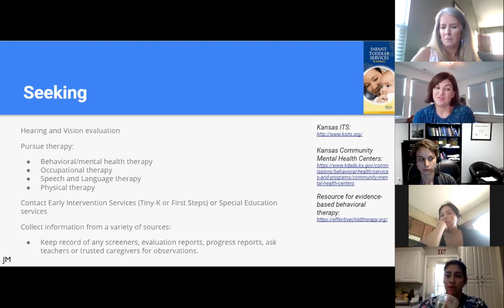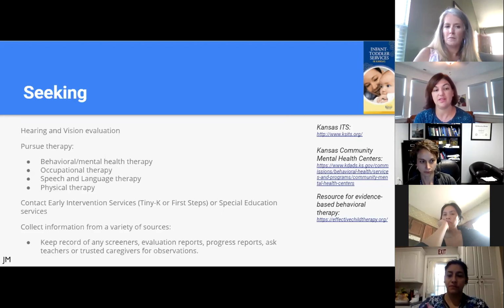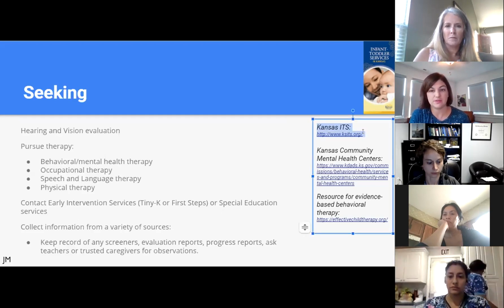And then families also are the best advocates, and unfortunately at this stage, often the managers of all the information. So we also say use this time to keep record of any screeners, any evaluations, reports and progress reports.